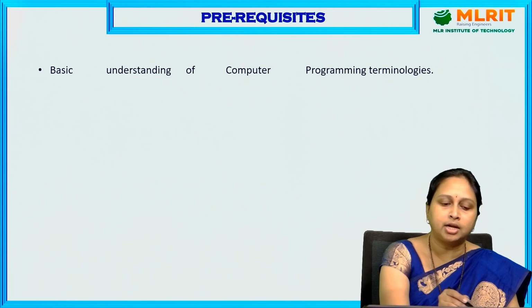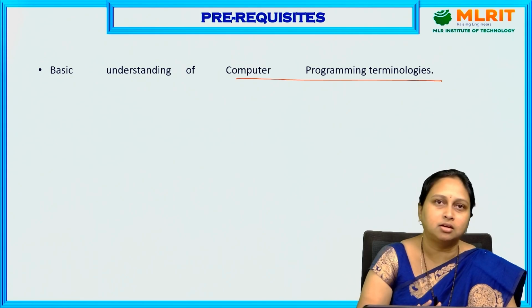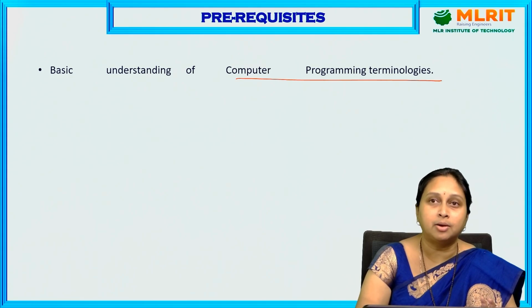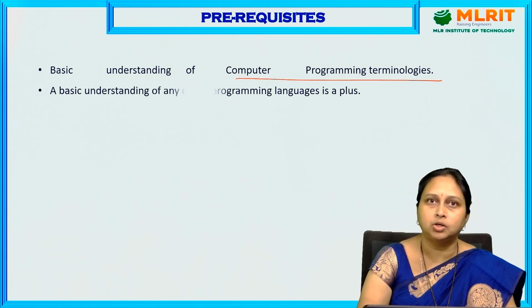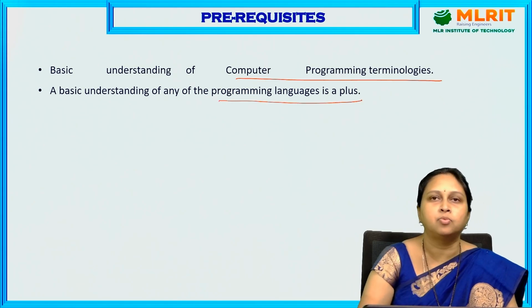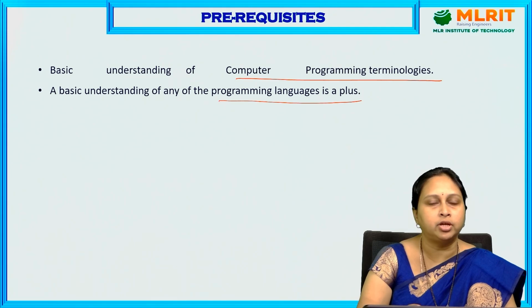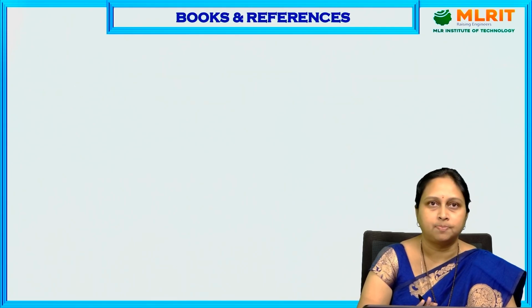And what are the prerequisites that we need for this course? Basic understanding of computer programming terminologies. This is the basic knowledge that we need to have, the terminology we are going to use. And a basic understanding of any programming language is one more plus point for you. Like you may have already studied the C language. That may give you a plus point for knowing about programming languages.